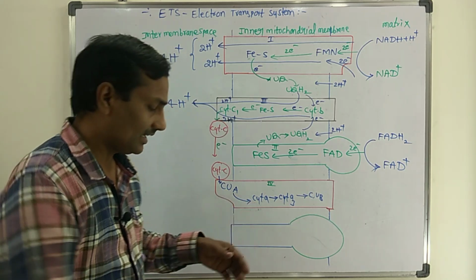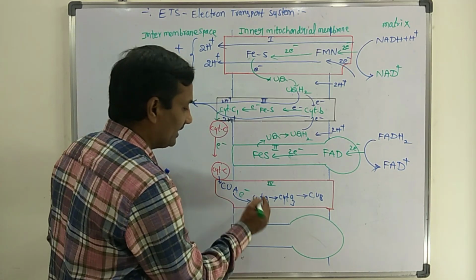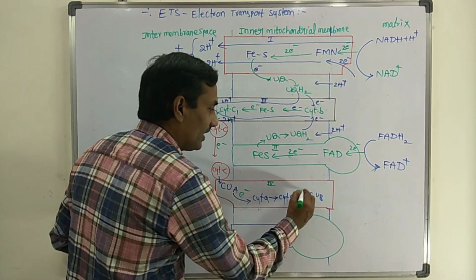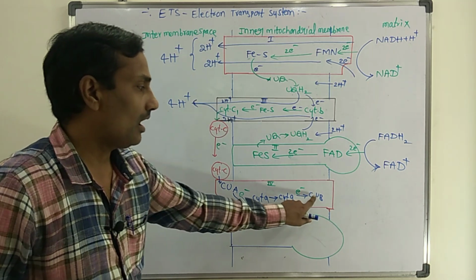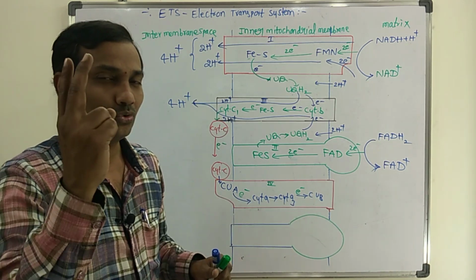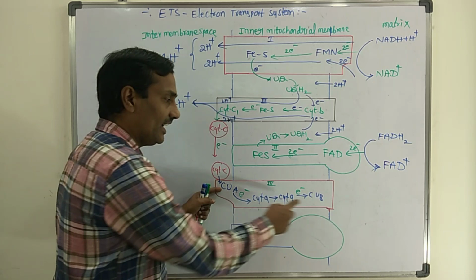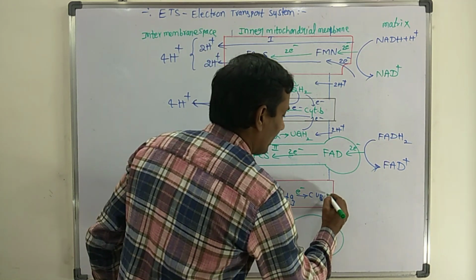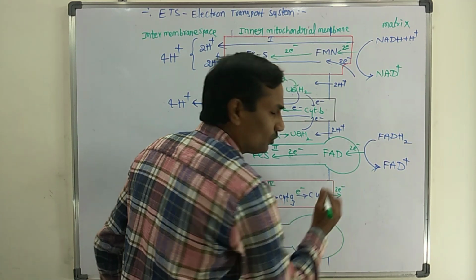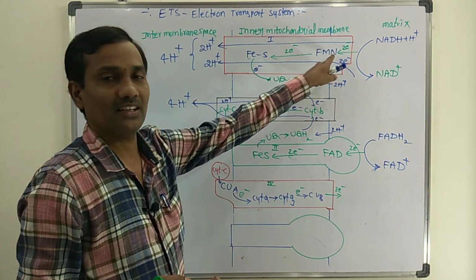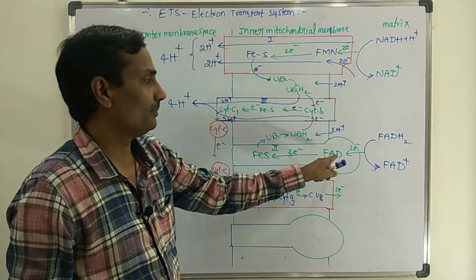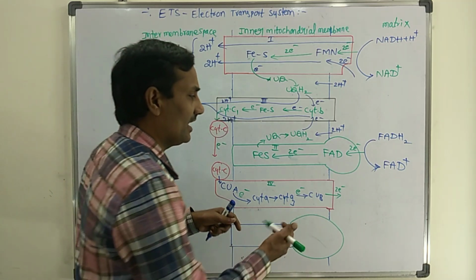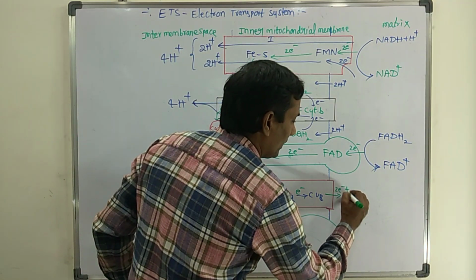From here the electrons will enter into cytochrome A, then cytochrome A3, and finally electrons enter into copper center B. Two copper centers are there, copper center A and copper center B. So finally from this copper center B, we will take two electrons, because the first two electrons are coming from complex 1, and next in complex 2 also two more electrons are coming.